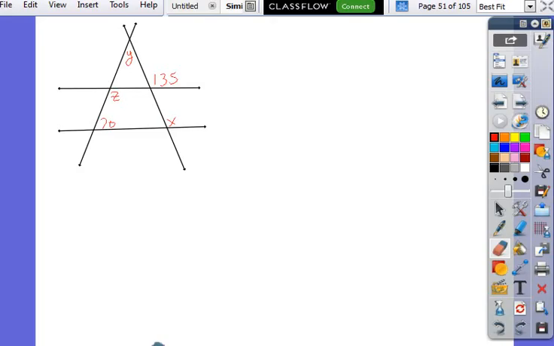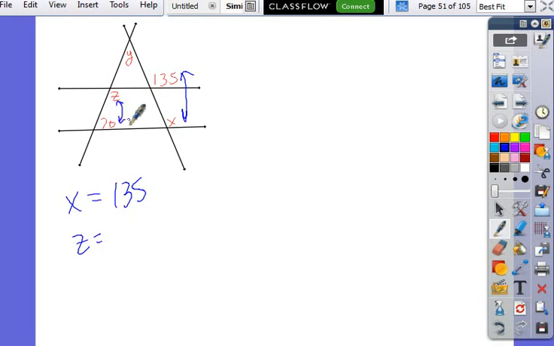If I'm looking at this first one right here, X should be easy to see. What kind is it? These two are corresponding. Corresponding has to match, so that's 135. Z should be easy to see. What kind are these?